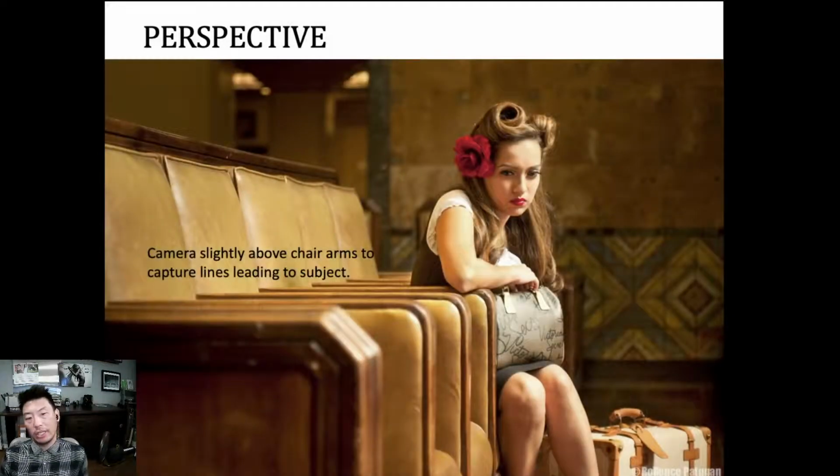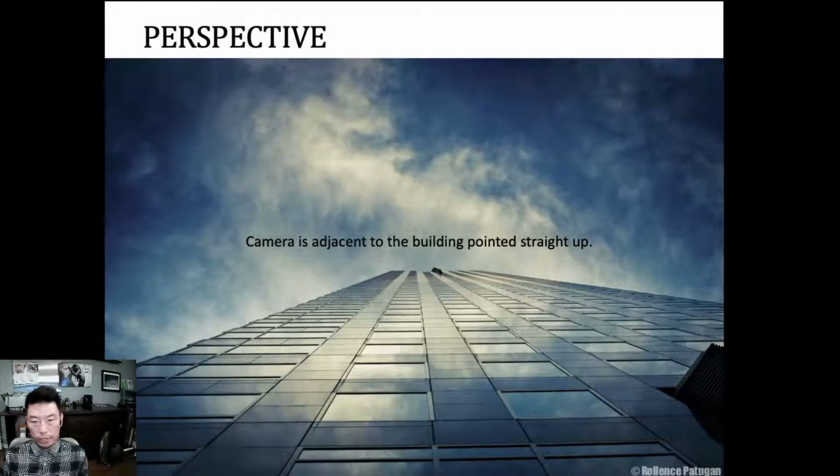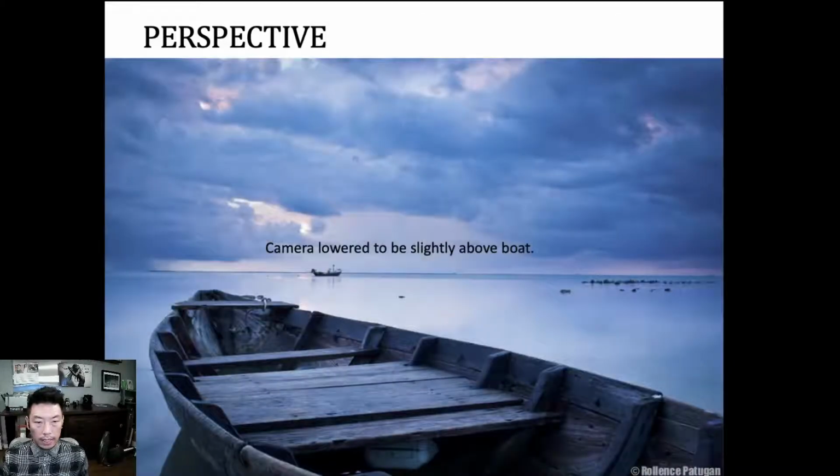This one, I'm actually low to the ground because the lens is kind of close to the arm chair right there. I'm sorry, the chair arms. And so it's just a little lower and allowing me to get these leading lines of chair arms to the subject that's on a third. This one, I'm just right against the building, pointing the camera straight up for the leading lines compositional element. This one, I lowered the camera slightly, and I'm very close to the boat.